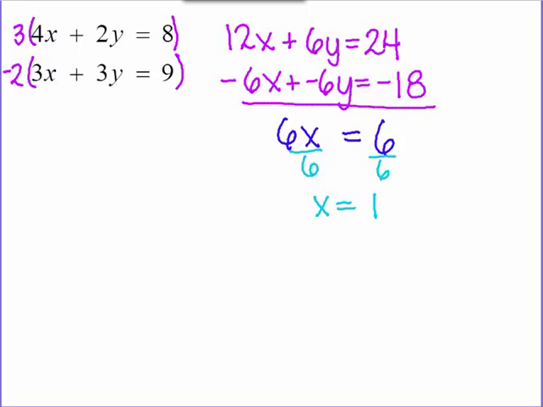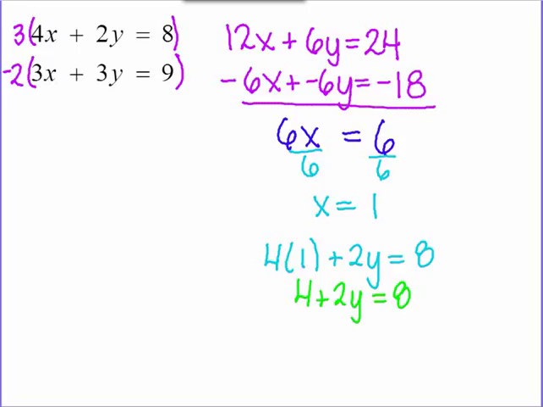Now once again, it doesn't matter which one you sub it into. I could take the first equation, so I have 4 times 1 plus 2y equals 8. So 4 plus 2y equals 8. If you subtract 4, you end up getting 2y to equal 4, and then you get y to equal 2. So your solution is 1, 2.